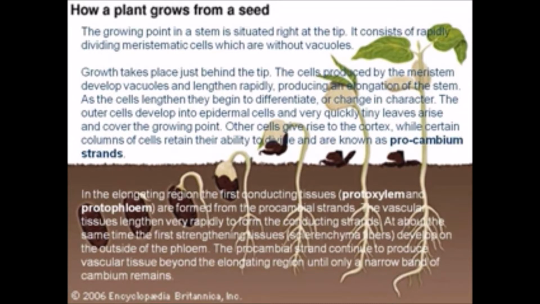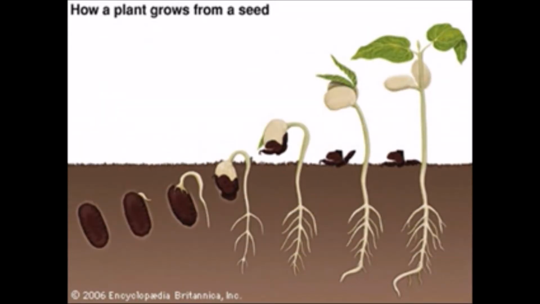How a plant grows from a seed. The growing point in a stem is situated right at the tip. It consists of rapidly dividing meristematic cells which are without vacuole. Growth takes place just behind the tip. The cells produced by the meristem develop vacuoles and lengthen rapidly, producing an elongation of the stem. As the cells lengthen, they begin to differentiate.